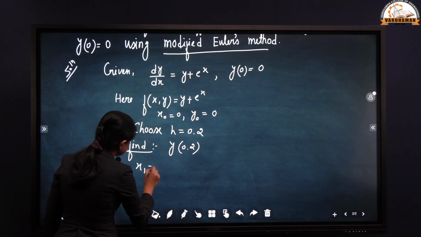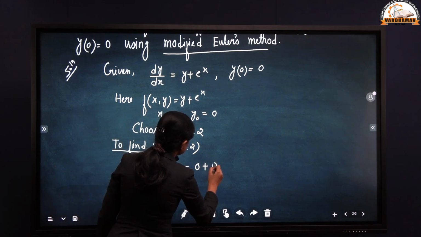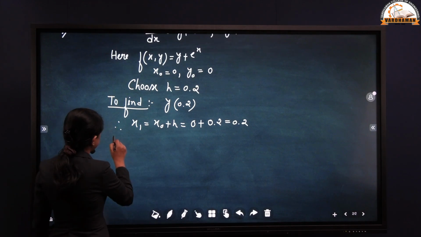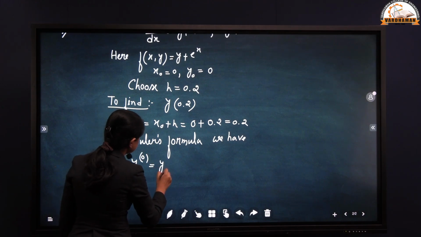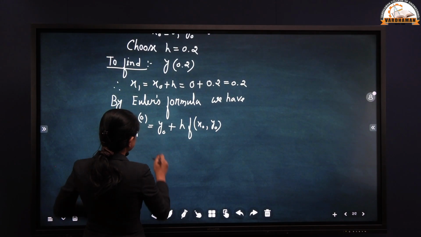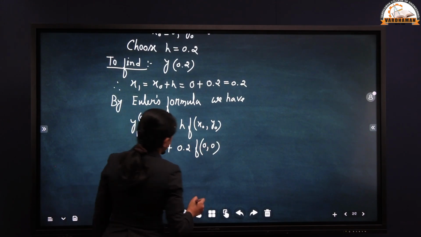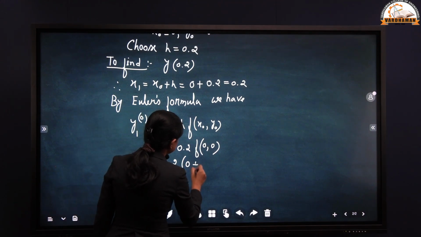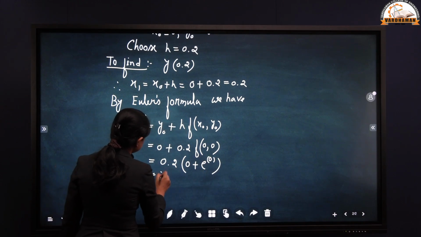Therefore, x1 is equal to x naught plus h. x naught is 0 plus h is 0.2, which is 0.2. Now let us use Euler's formula first. By Euler's formula, we have y1 0 equal to y naught plus h into f of x naught comma y naught. So here y naught is 0 plus h is 0.2, f of 0 comma 0. f of x comma y is y plus e power x. So we get y1 0 equal to 0.2.